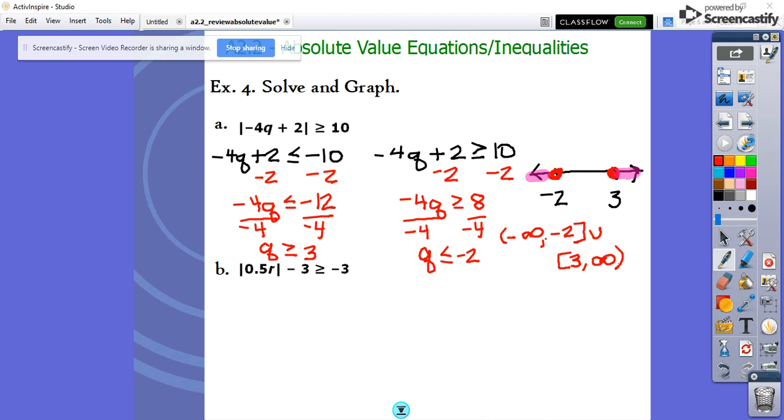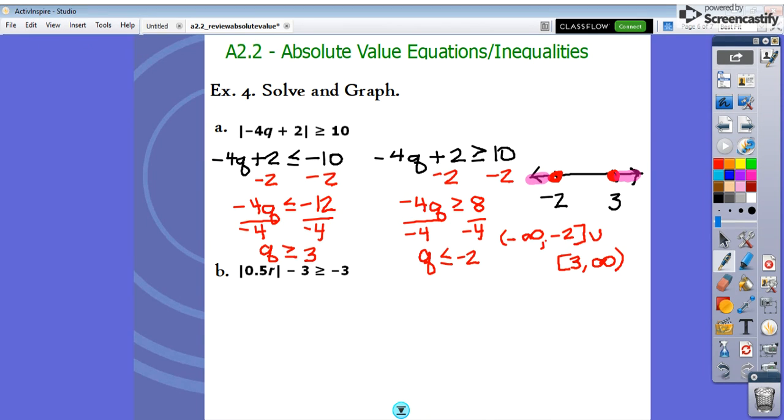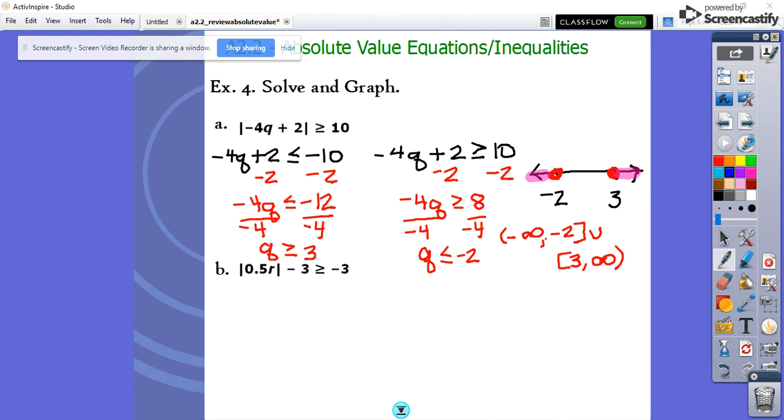Okay, so a little bit more steps on these guys. Let's look at B. I'm going to give you just 30 seconds if you need to finish writing down anything. All right, so some of you, I bet, have already started B. So first step is to add 3, add 3.